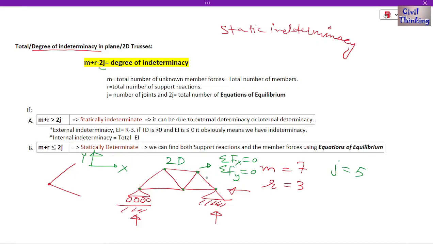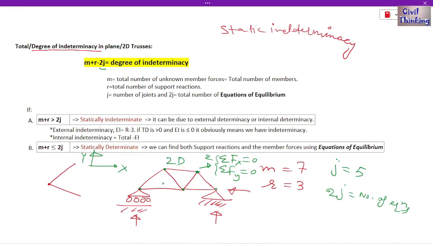So how many will be the total number of equations? For one joint we have two equations. So the total number of equations will be 2 multiplied by the number of joints, because for each joint there are two equations. So the total number of equations is 2 multiplied by the number of joints, and the number of joints is j. So 2j is the number of equations.